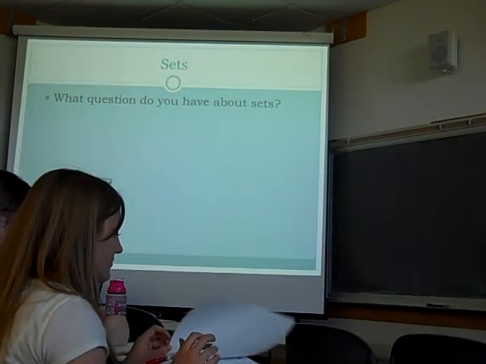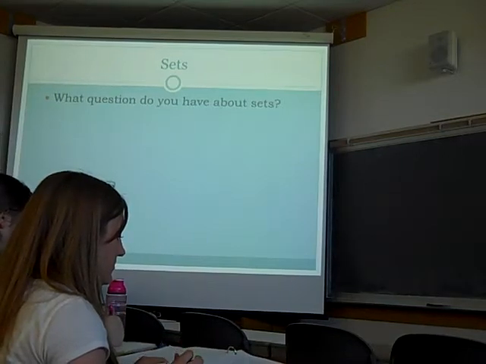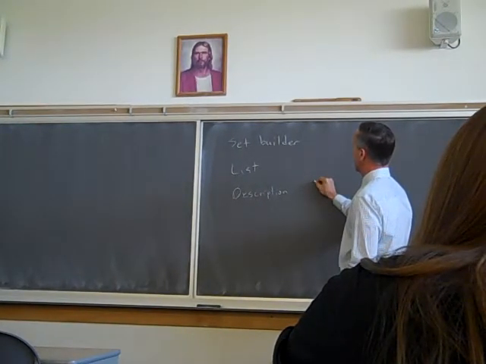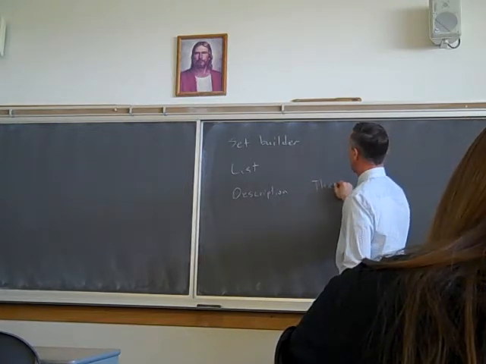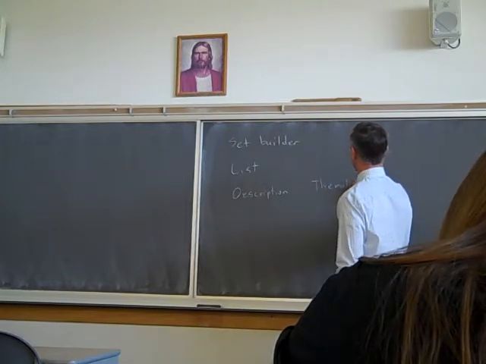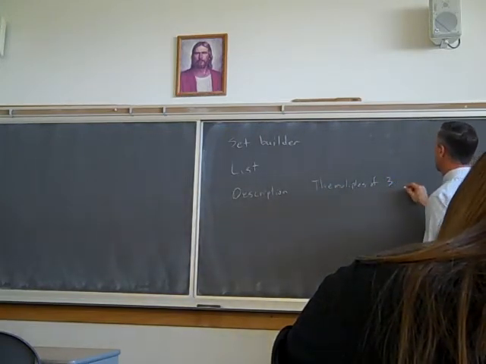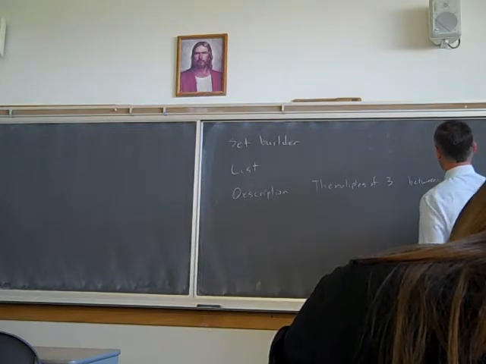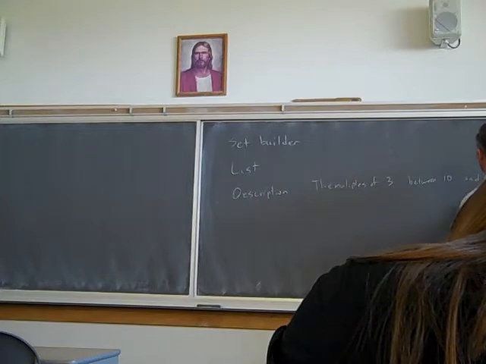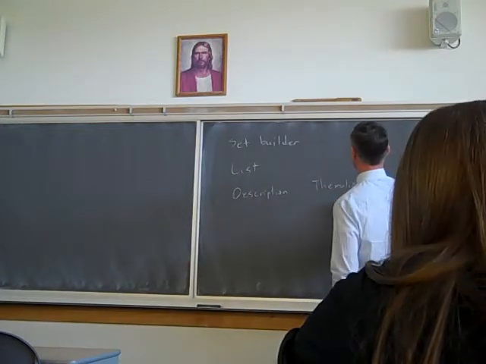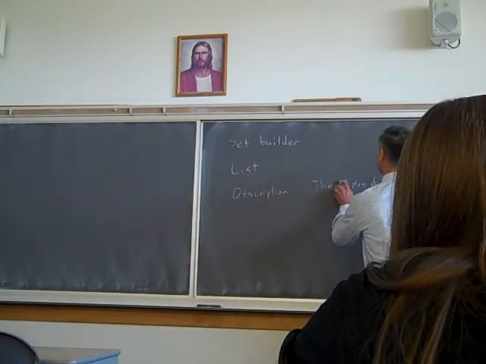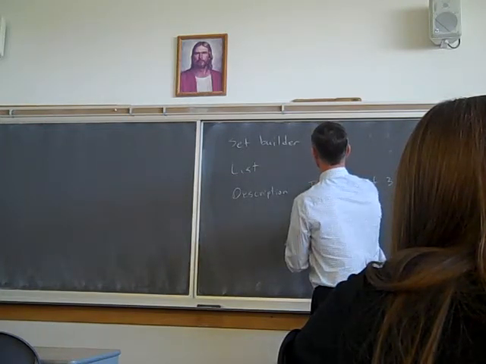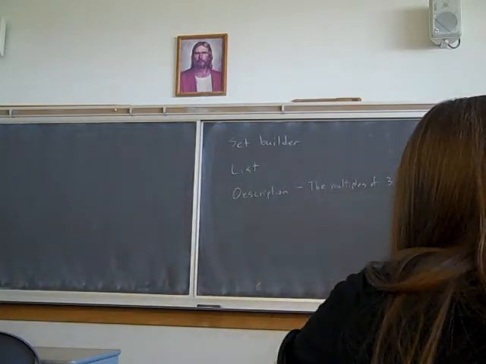Okay. So let's start out with the set description saying the multiples of 3 between 10 and 20. There's a description. The multiples of 3 between 10 and 20.